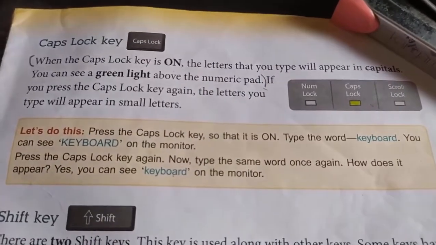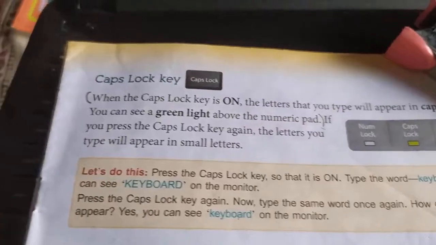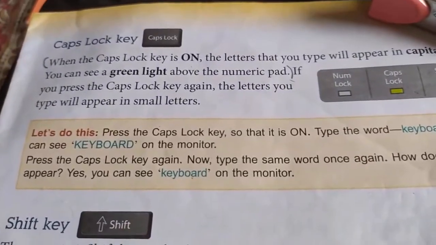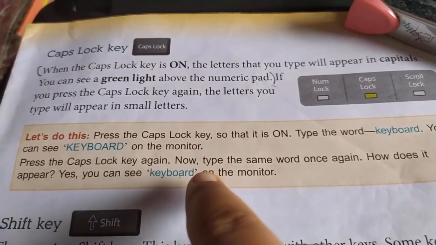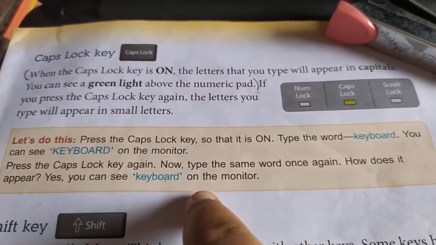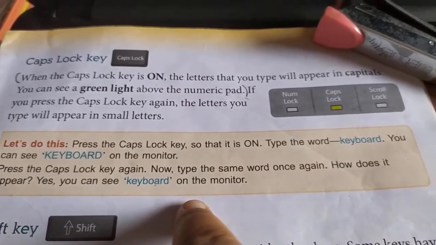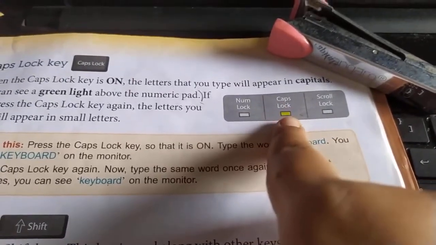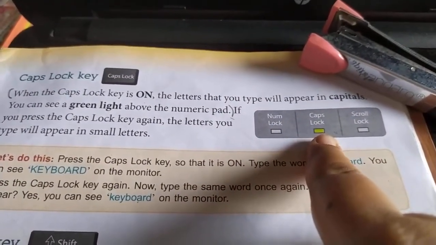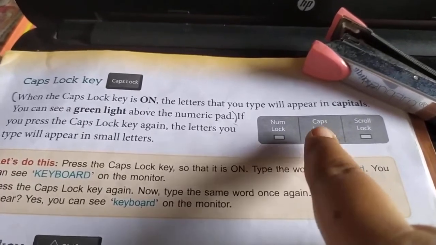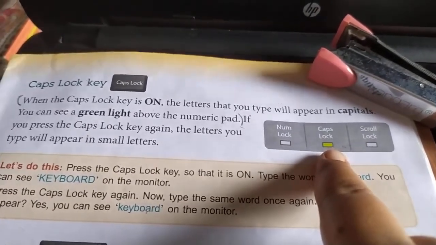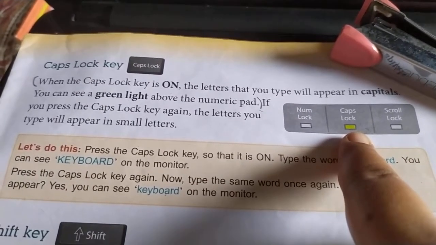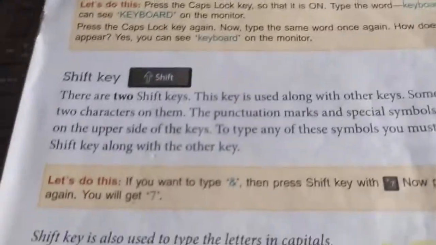Caps lock key. These are the caps lock key. See in the keyboard, this is the caps lock key. Now, if the caps lock key is on, the letters that we type will appear in capital. We can see a green light above the numeric keypad. That means the caps lock key is on. If this light is off, that means the caps lock key is not on, and the typing will all be in small letters.